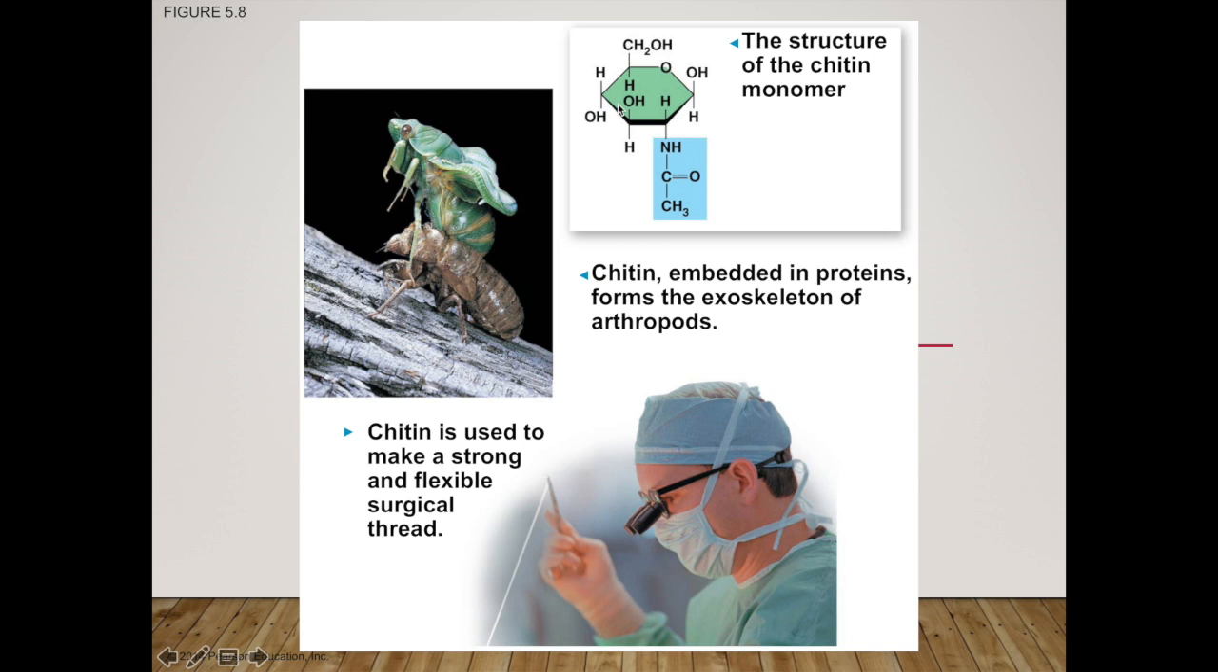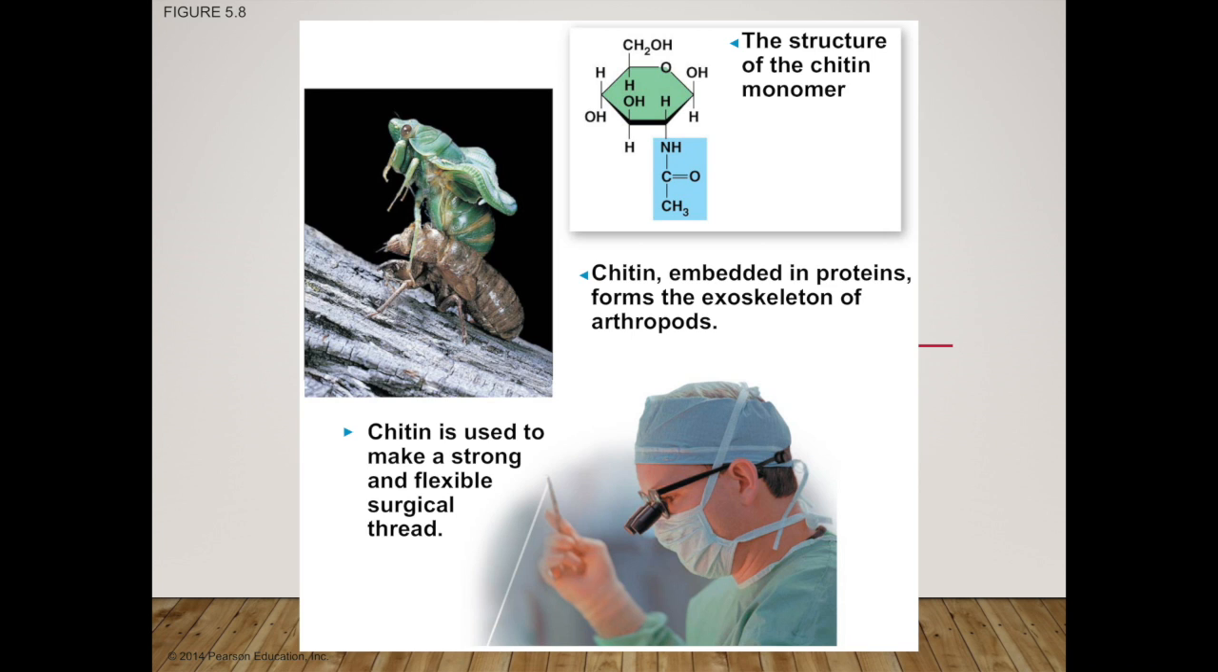You can see here's the glucose part, and it's got some more. Here's an amine group. Here's a carbonyl group. And so it's a little bit different, but again, it goes into the exoskeleton of arthropods like this cicada here. If you've ever played out in the woods in the summertime, you may have seen one of these empty shells of a cicada. But chitin's also good because it's strong, but it is broken down by the body.